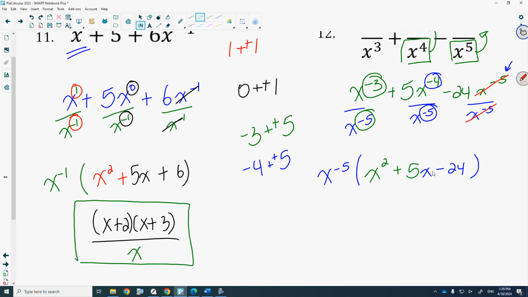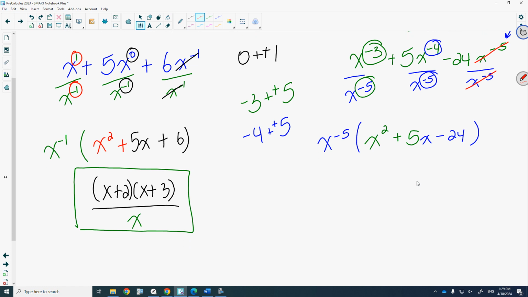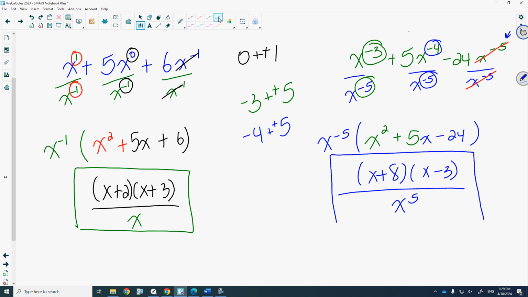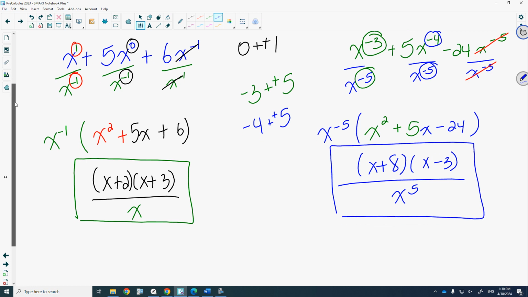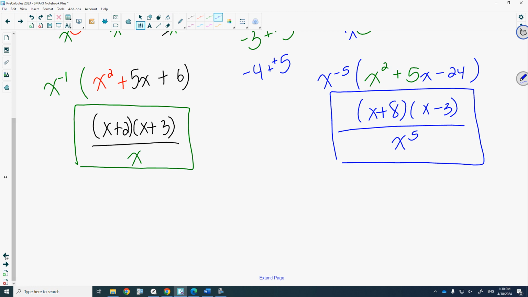Then we're going to look at this, and we are going to say, could we factor by inspection? Are there two numbers that multiply to negative 24 and sum to 5? And that would be 8 and 3. So 8 and negative 3. And then I'm going to bring the x down and write it as a positive exponent. Okay, so that is the first lesson in pre-calculus.